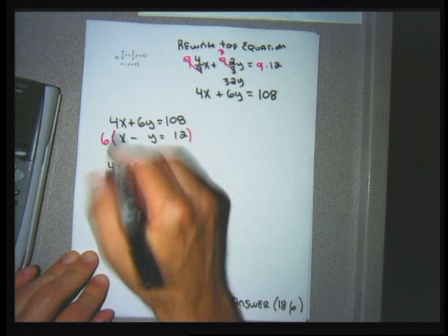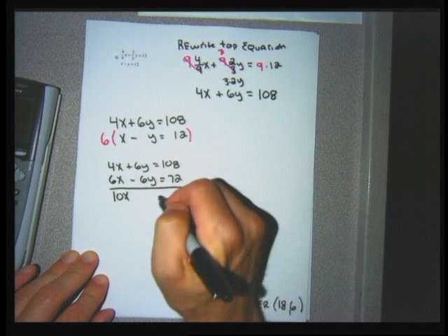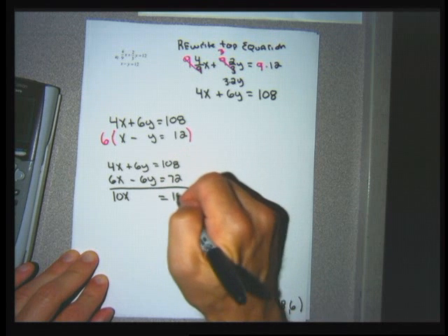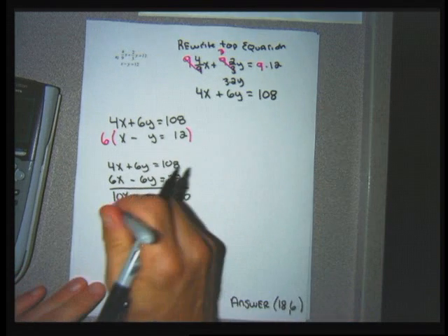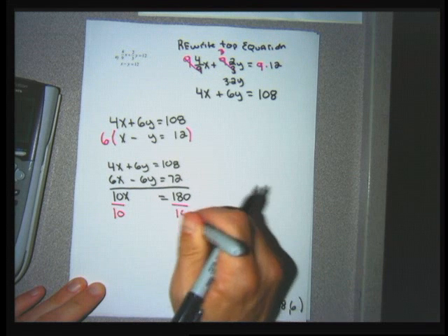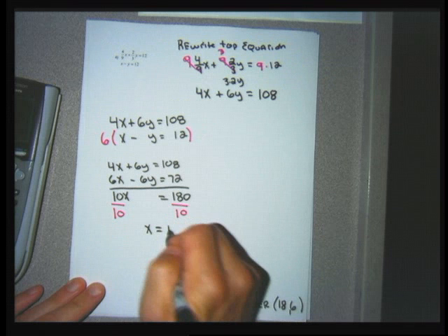So when I add these together, 4x plus 6x is 10x. The 6y's cancel, and 108 and 72 is 180. Again, you can do that on your calculator if you need to. Now I'm going to divide both sides by 10. And when I do that, I get the x equal to 18 that I hoped to get.